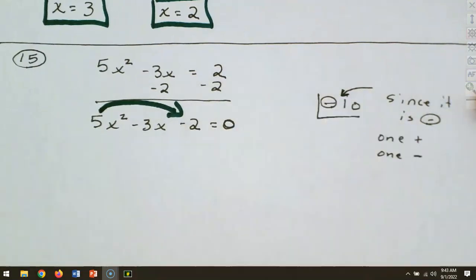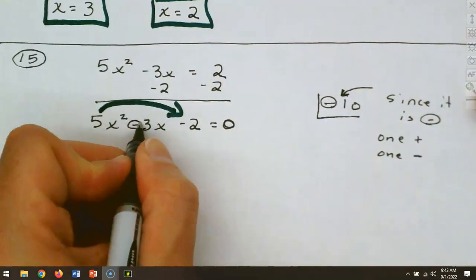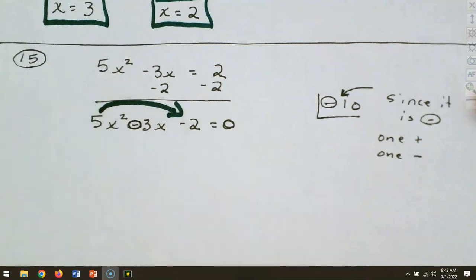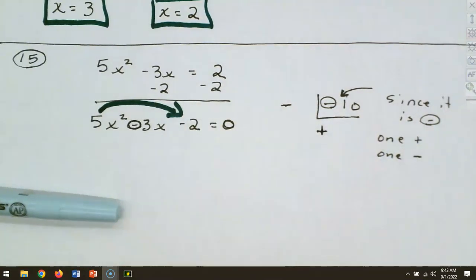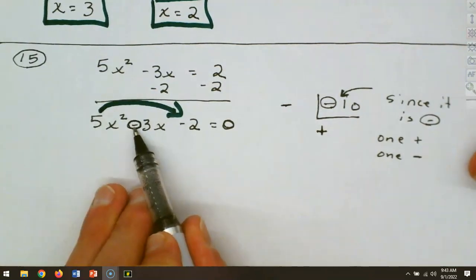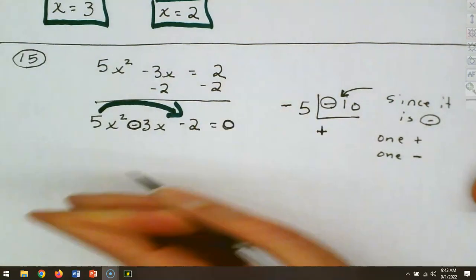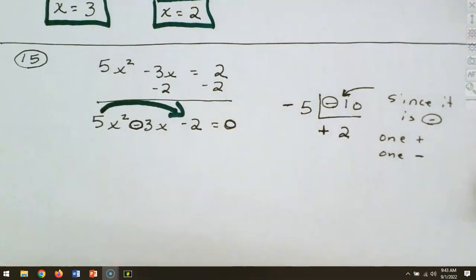So that's negative. Now, what do we know about the middle? What's the sign in the middle? Negative. So that means the larger number is going to be negative. Smaller number is positive. What two numbers multiply together to give you 10, and subtract from each other to give you 3? 5 and 2. All right, now the 5 is going to go first, and it's negative because of the sign in the middle. So we need a 5 and a 2, right?